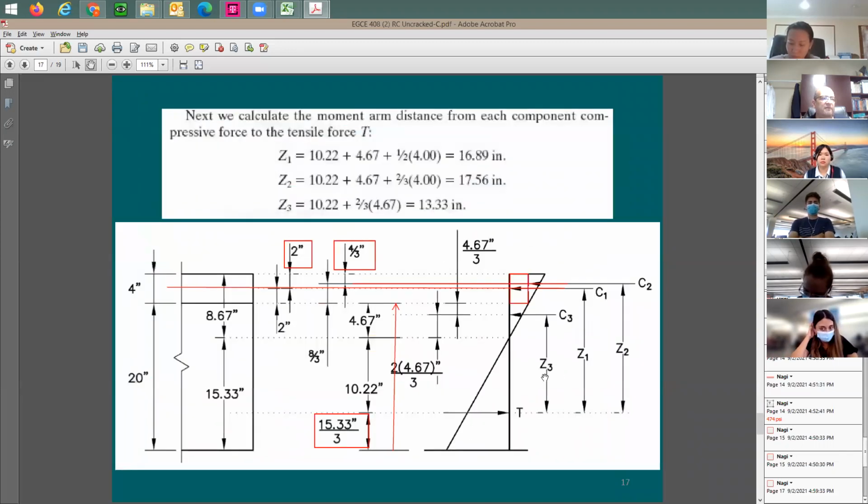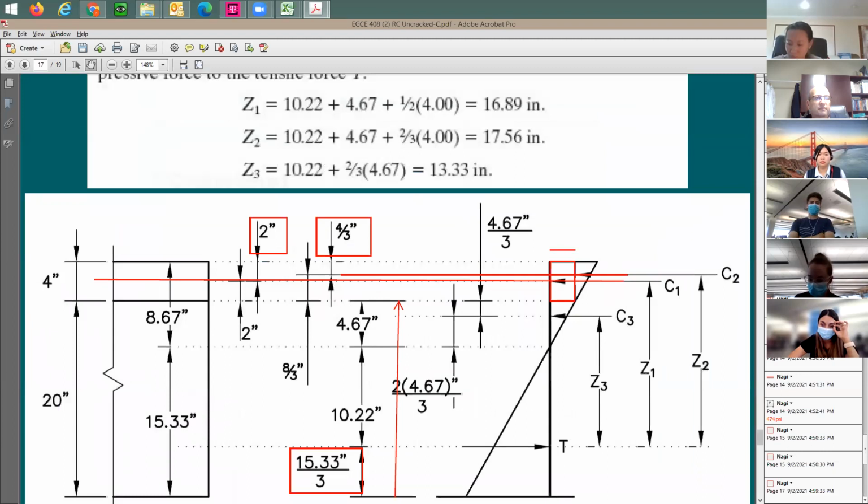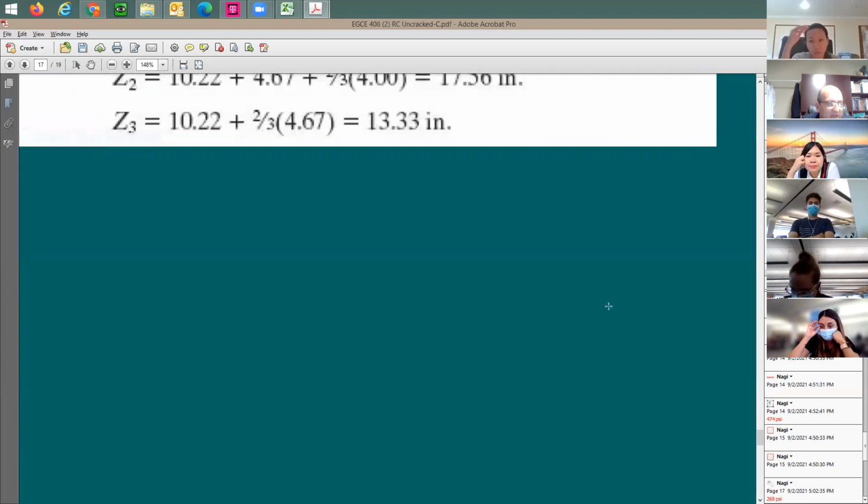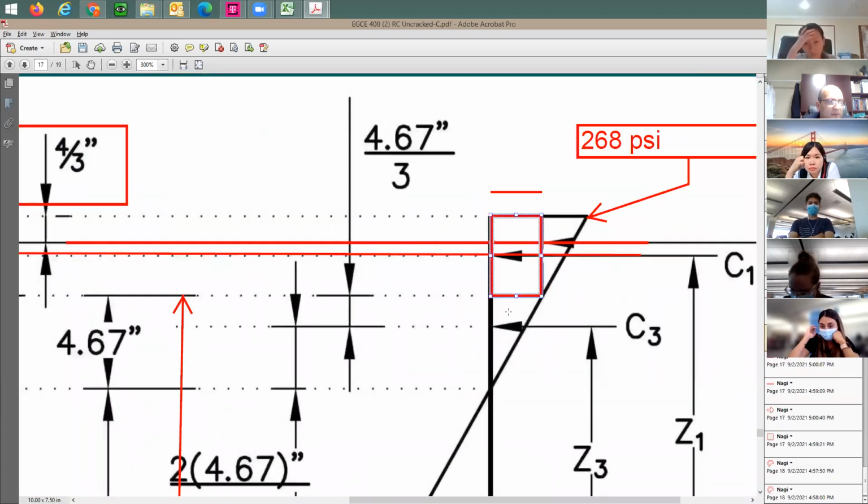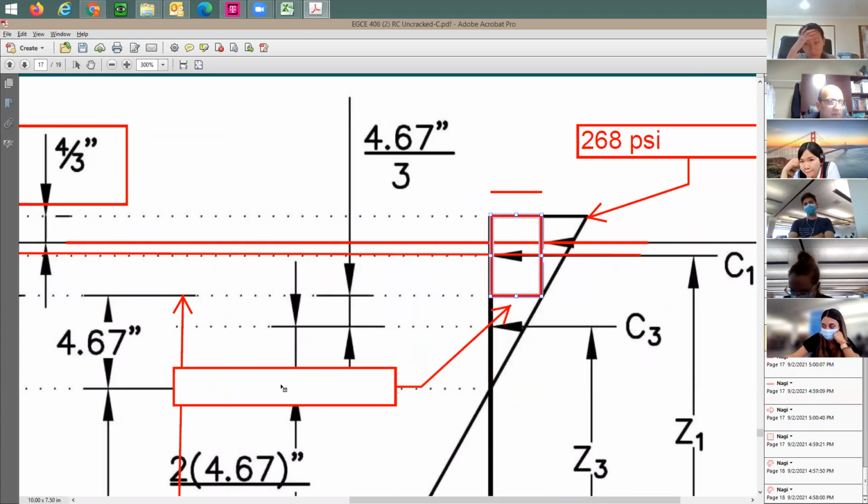So let me go back here. The stress value that we were just talking about is going to be equal to this. Correct? This value here was 268 for the whole thing, 268 psi. And this value, which is right here at the bottom of the flange, you see this bottom of the flange? Let me zoom in. That was equal to 144.